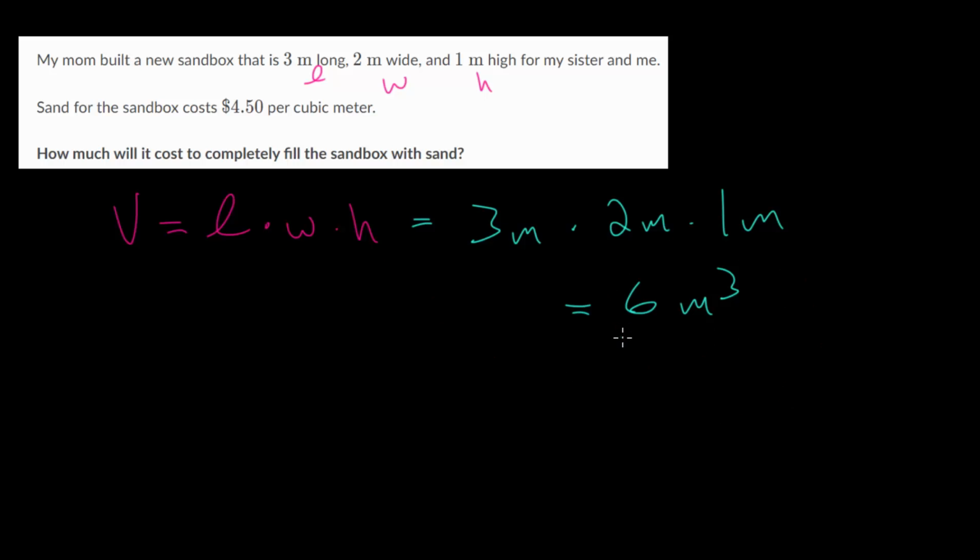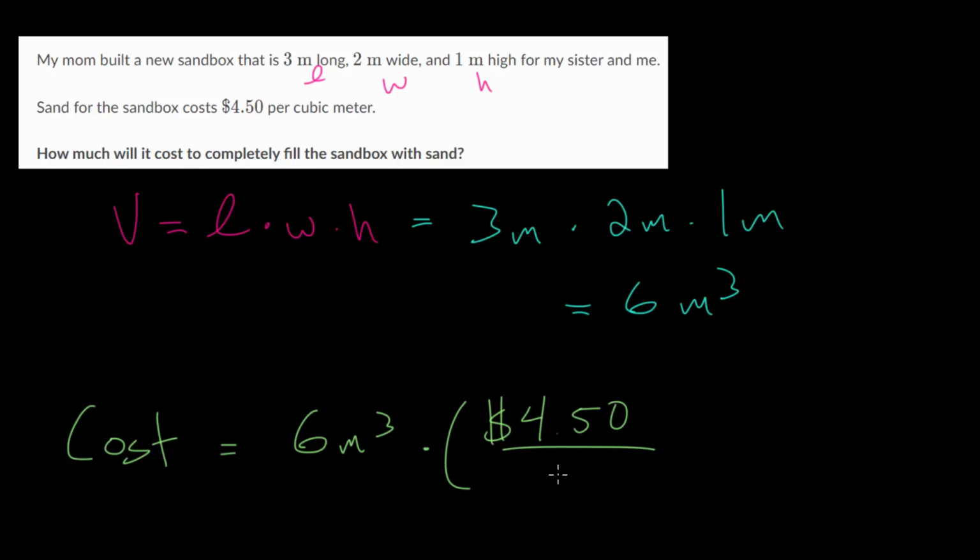So we found the volume of our sandbox, and we're told that for each cubic meter, it's $4.50. So this is a little bit of unit conversion. To find the cost, we take our volume and multiply it by our cost per unit volume. So we take our 6 cubic meters and multiply it by $4.50 per cubic meter. So cubic meters goes on the bottom as well. Now notice that the cubic meters are going to cancel each other out so that we're just left with money. And at this point, we can just multiply straight across.